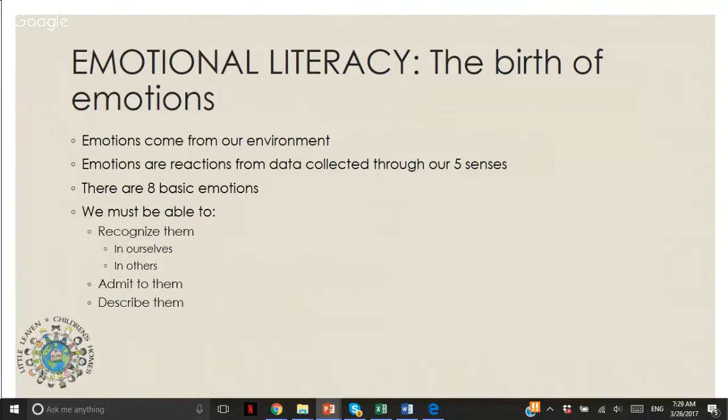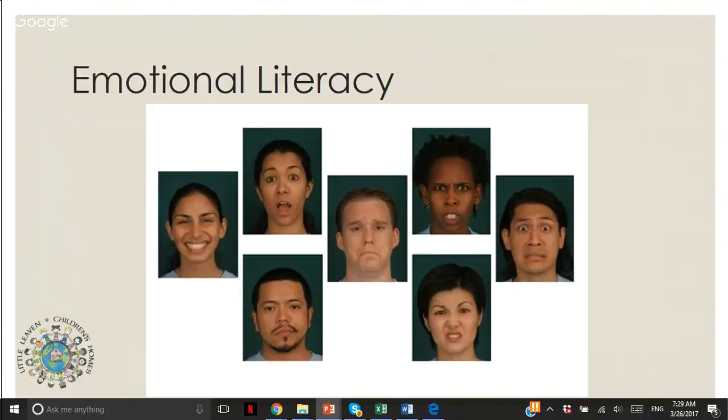Like we said, we must be able to recognize them and admit to them, and we can't just recognize them in ourselves. We also have to recognize them in others. So let's talk about how we're recognizing emotions. Before we get into this, let's do a little exercise. We've got some faces here. Go ahead and think about what these people are feeling right now.